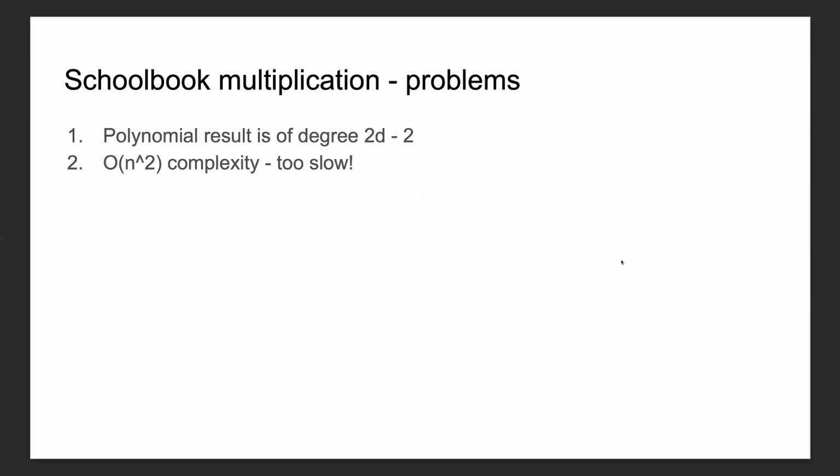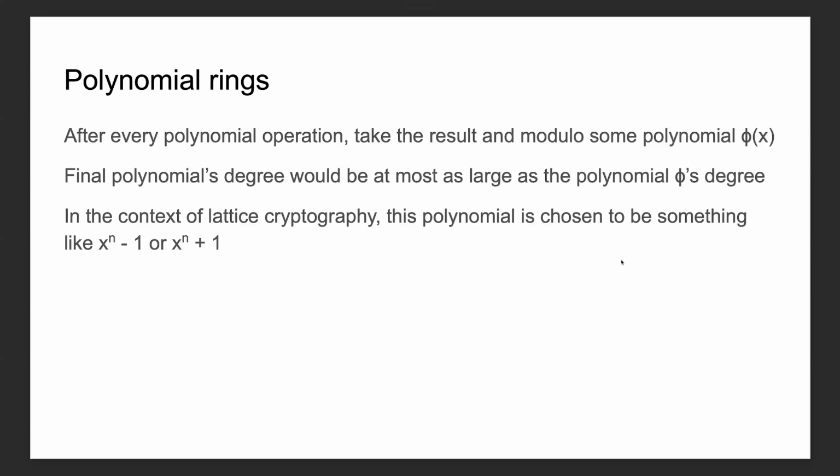So how do we fix these two issues? Let's first look into how we can deal with the issue of the degree. That's where we introduce polynomial rings. We talked about polynomial rings a bit in the last session. After every polynomial operation, we simply take the result modulo some polynomial phi, and the final polynomial's result would be at most as large as polynomial phi's degree. In the context of lattice crypto, what we need is something like x to the n minus 1 or x to the n plus 1. We'll touch more on why these two polynomials later on.